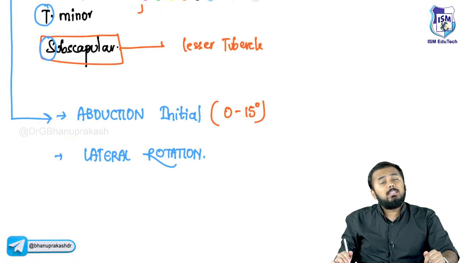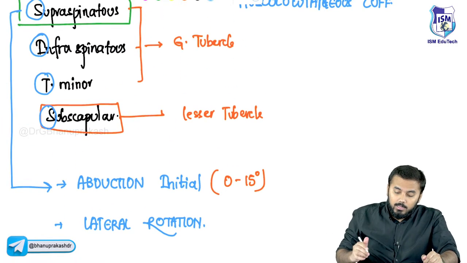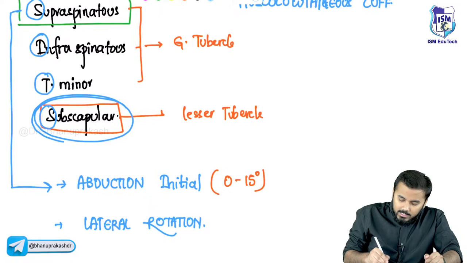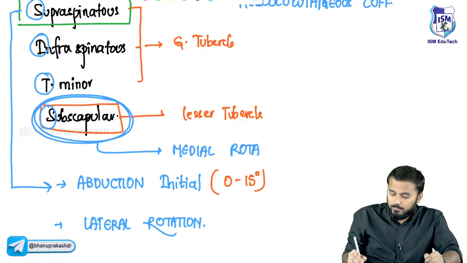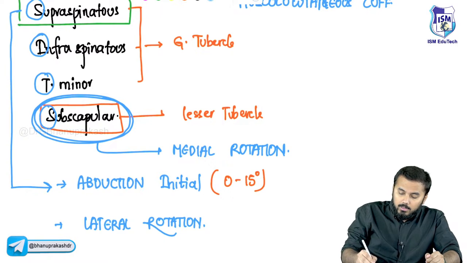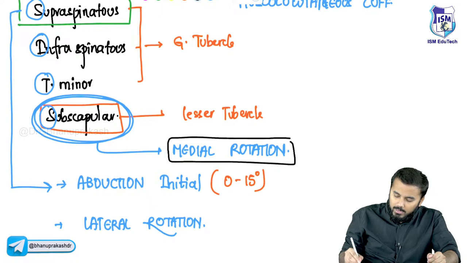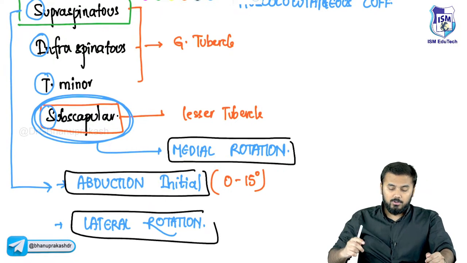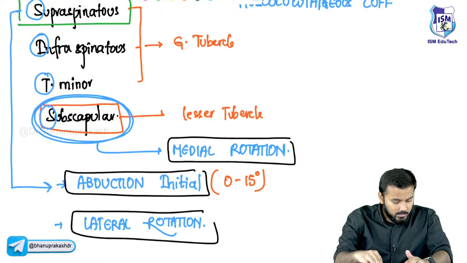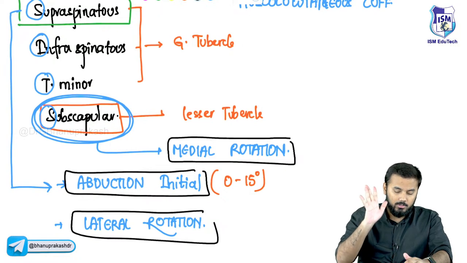Sir, then which muscle performs medial rotation? The muscle that performs medial rotation is the subscapularis muscle. This performs medial rotation. Okay? All of you understand, right? All of you have understood till here. Let me tell you the important things later on, but till here, all of you understood.